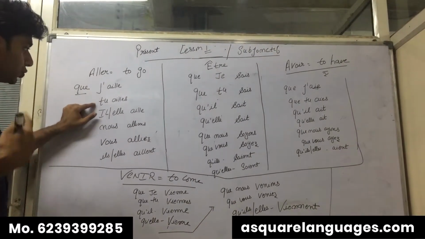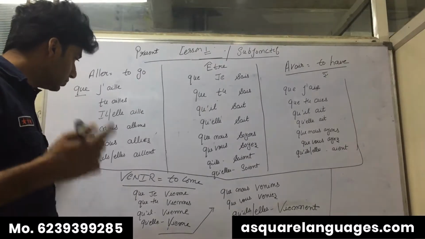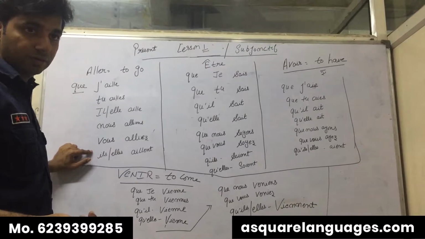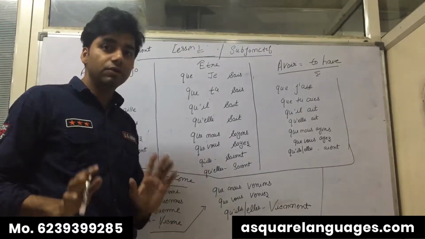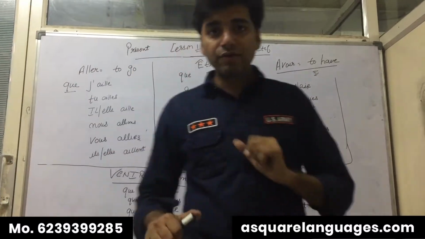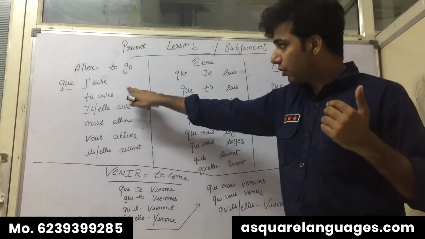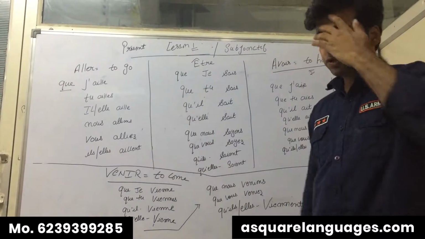Speak up. Que j'aille, que tu ailles, qu'il aille, que nous allions, que vous alliez, qu'ils aillent. C'est clair? Vous avez compris? D'accord. Okay, guys, now I will come back to you. Speak up. J'aille, tu ailles, il aille, nous allions, vous alliez.